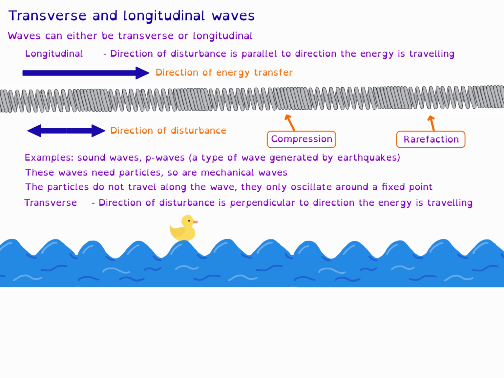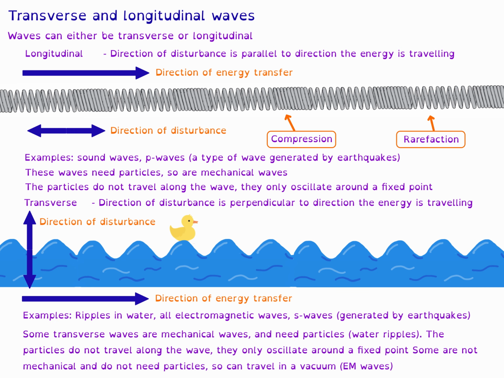A transverse wave is where the direction of disturbance is perpendicular to the direction that the energy is travelling. So on our diagram we've got our direction of disturbance and you can see that that is perpendicular to the direction that the waves are moving in. Examples of transverse waves are ripples in water, all electromagnetic waves and S waves which are generated by earthquakes.